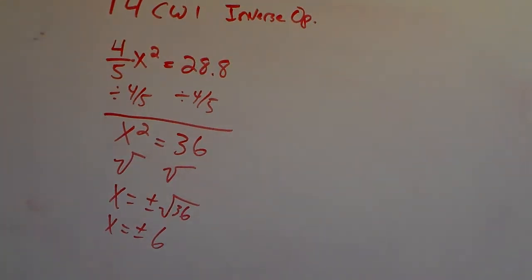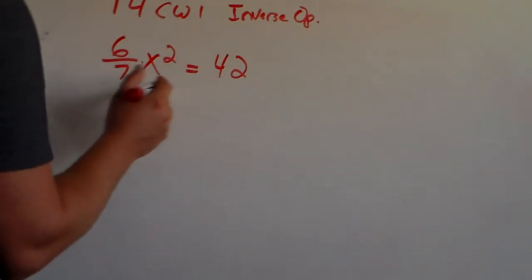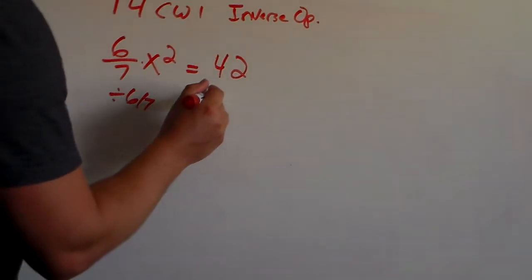Next up, we'll do problem number 2. Alright, here's problem number 2. We have 6/7 times x squared equals 42. Our goal is to find the two values of x that will make this equation true. We're going to do this using inverse operations. So we're going to divide by 6/7 on both sides, because that's the inverse operation.